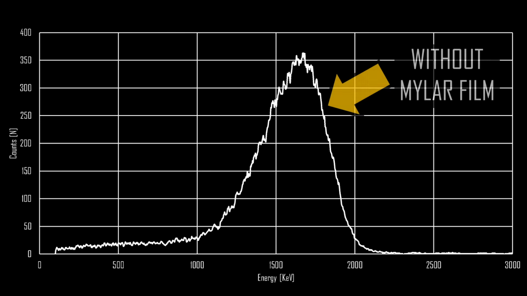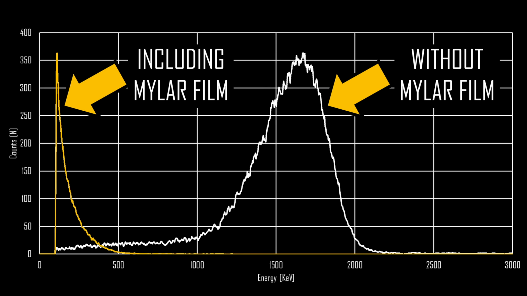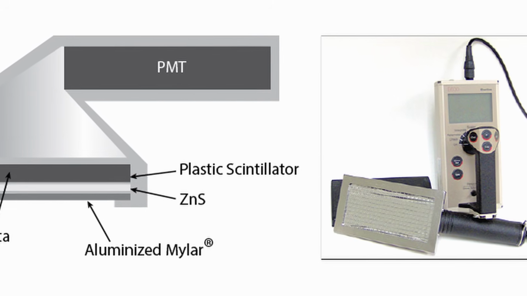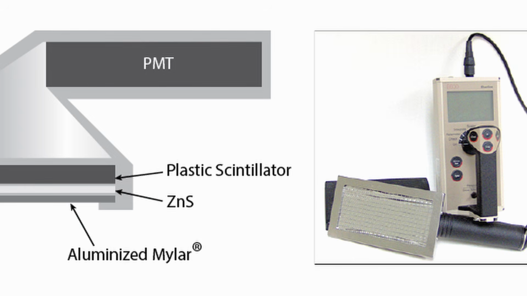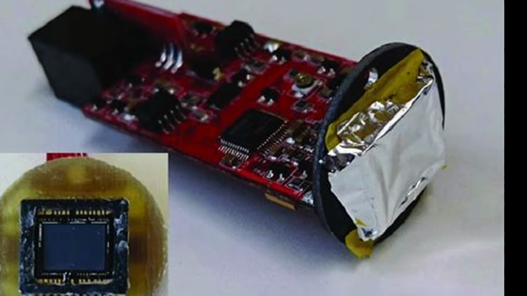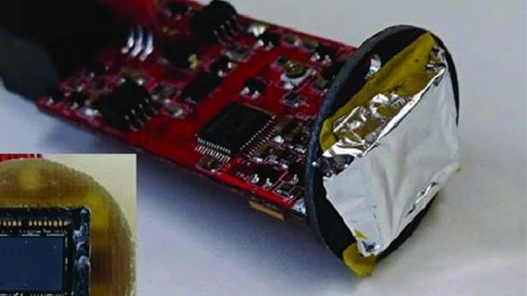Although the difference in the count rate is only about 3 to 1, there is a dramatic change in the energy spectrum. I was actually quite surprised by how significant this difference was, especially given how extensively mylar films are used in alpha detectors.